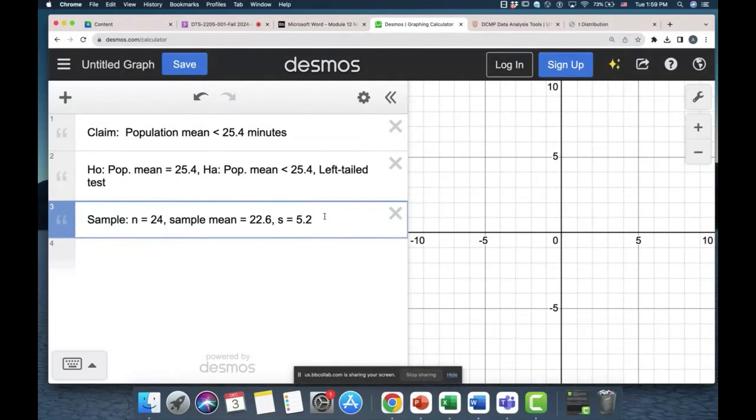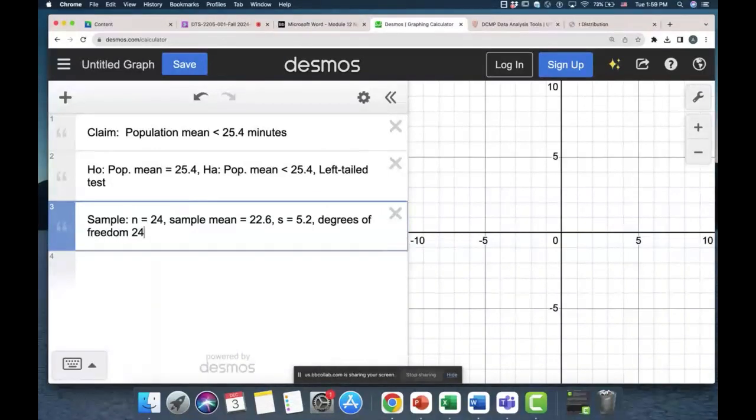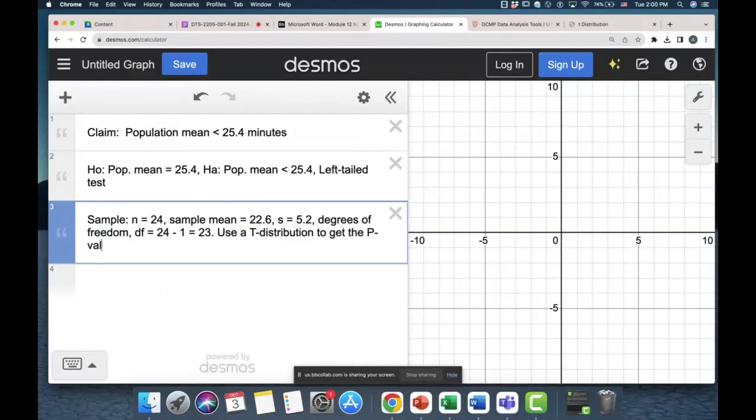Because we have a sample size of 24, the degrees of freedom is going to be 24 minus 1, which equals 23. So we're going to essentially end up using a t-distribution that has 23 degrees of freedom. So this is the key: we must use a t-distribution probability curve to get the p-value. You guys can take notes on this as you're watching the video as well.